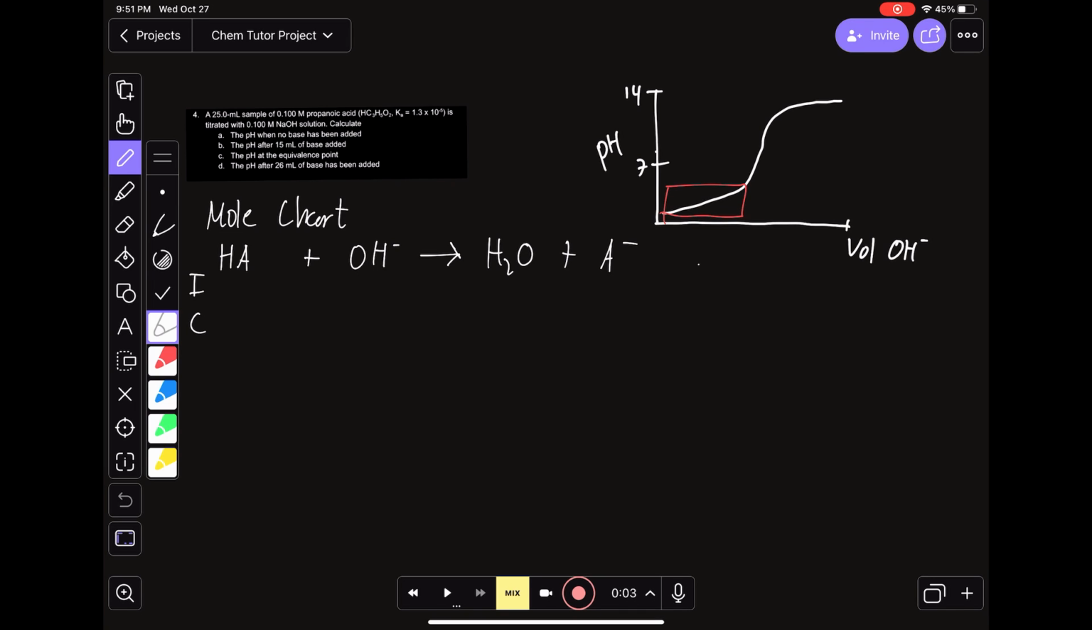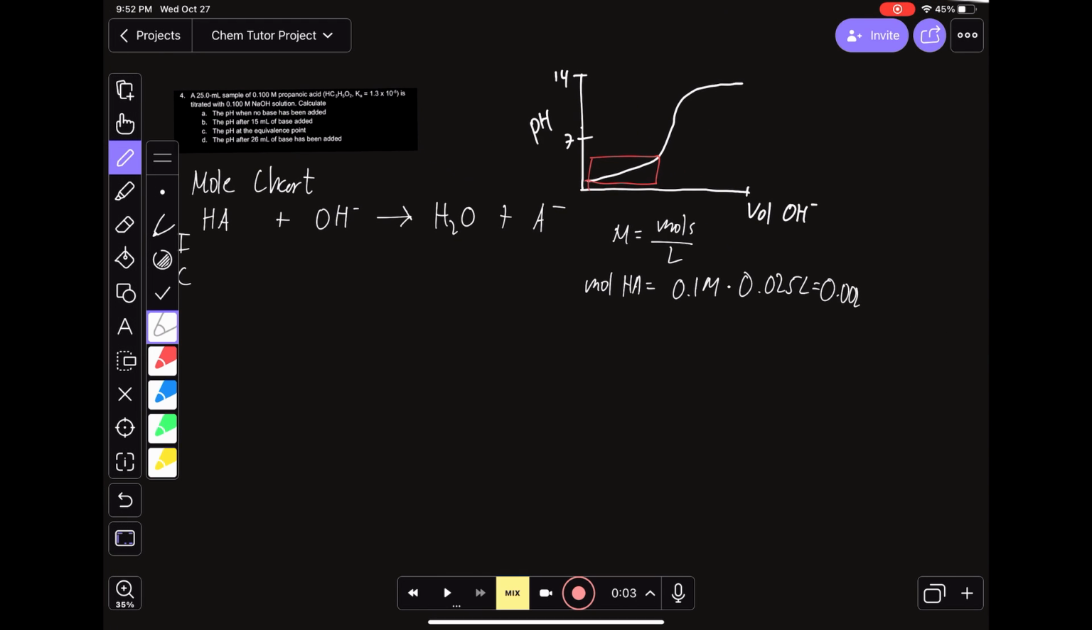To do that, remember that molarity is equal to moles over volume in liters. Rearranging that, moles of HA is equal to 0.1 molarity times our volume of 0.025 liters, and we get 0.0025 mole.